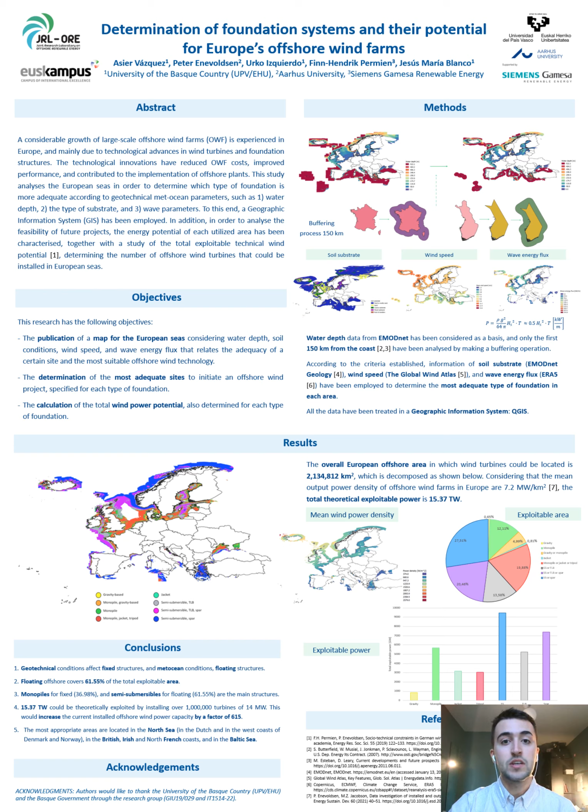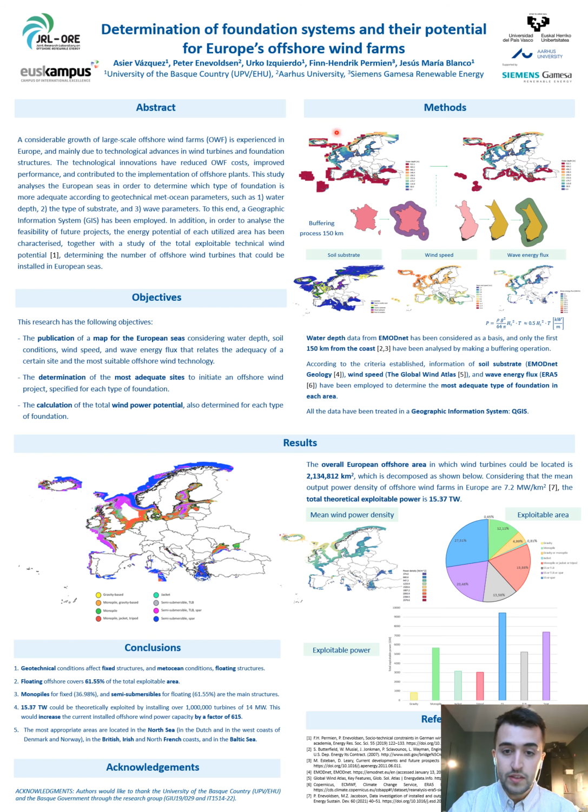Moreover, by analyzing several geotechnical and metocean parameters, such as water depth, the type of seabed substrate, and wind and wave conditions, a map has been created showing the most suitable type of substructure depending on the location. In addition, the theoretically exploitable offshore wind power has been calculated, allowing us to determine the areas where the harnessing of this resource would be ideal.